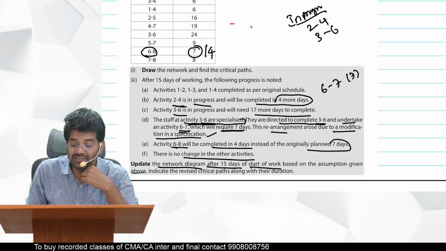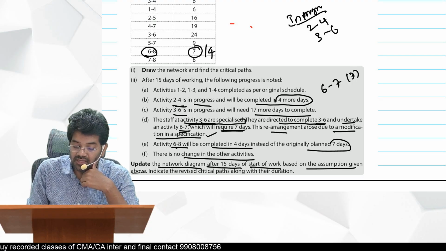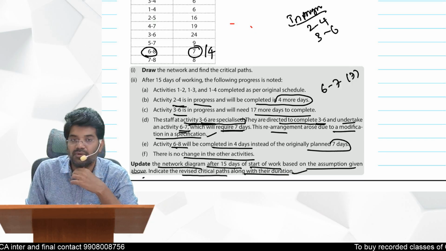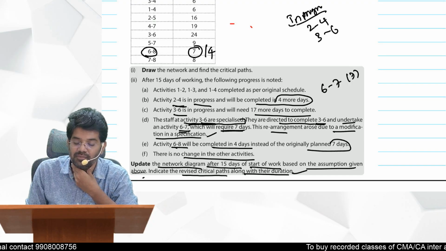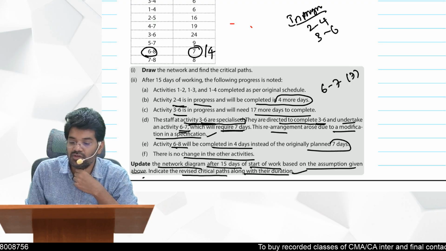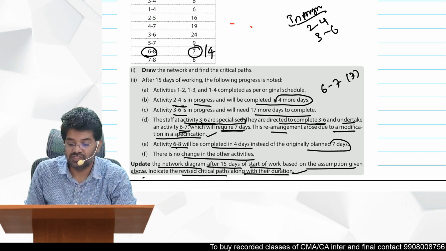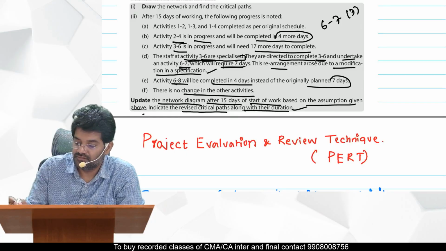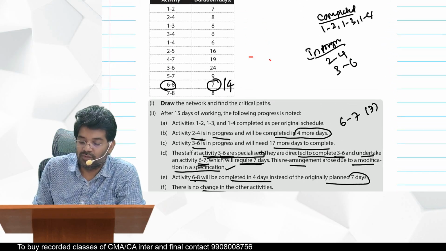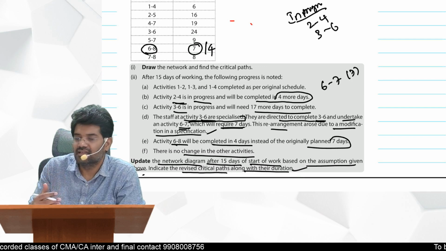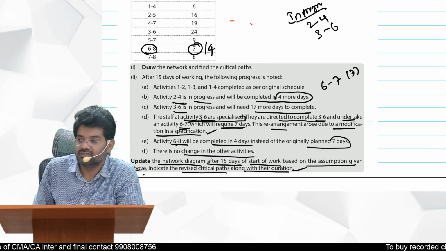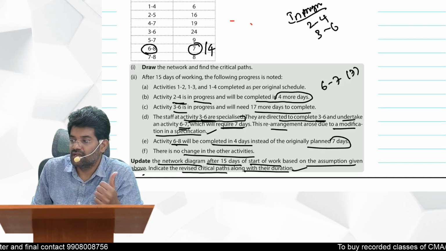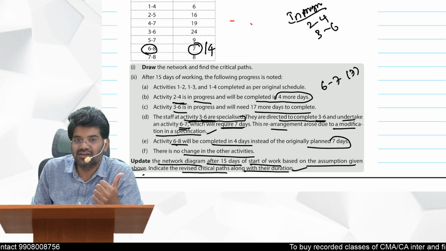Update the network diagram after 15 days of the start of the work, based on the assumption given above. Indicate the revised critical path along with their duration. So the revised critical path and revised duration of the project you should calculate. This is what you are supposed to do. This is only updation. So first you should draw the network diagram. Then get the critical path and what is its duration. So that means here we require earliest start time. We require EST or not? Yes.